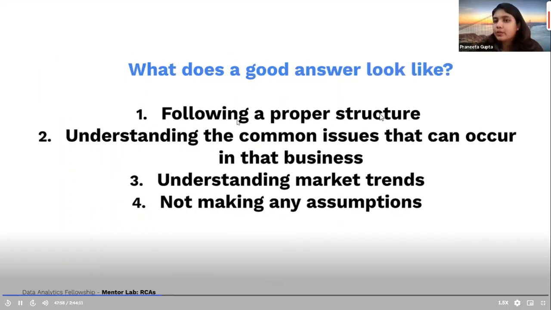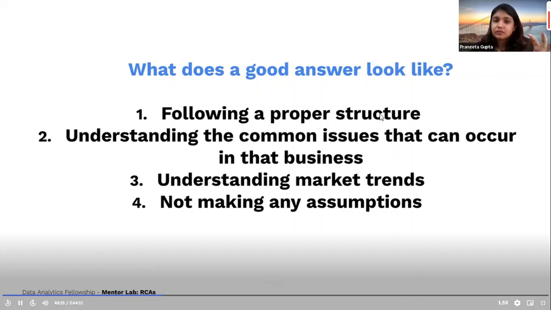So what does a good answer look like when you are attempting a case study? First of all, you should follow a proper structure. Sometimes you're focusing on a metric that is at the beginning, sometimes on a metric that comes at the end of the user journey. Then that is a very clumsy way of attempting a case study. You should always try and follow a proper structure.